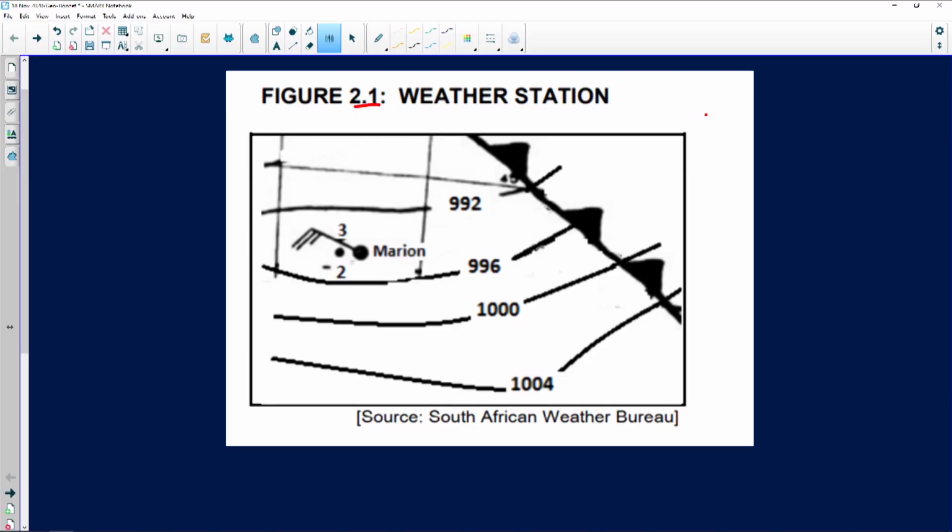And usually, where do you find weather station models? On synoptic charts. Okay, so I've got a beautiful diagram, figure 2.1, showing a weather station. Now, first of all, let's just quickly identify all the keys that have been drawn onto this diagram. Now, as you can see, we have a cold front in the corner. I'm going to label it.